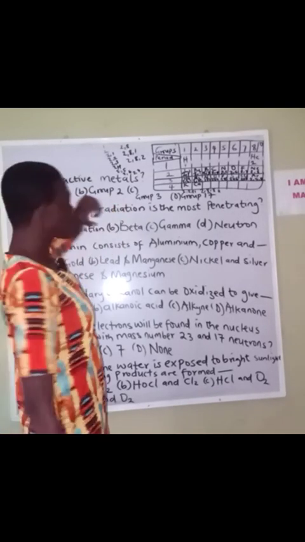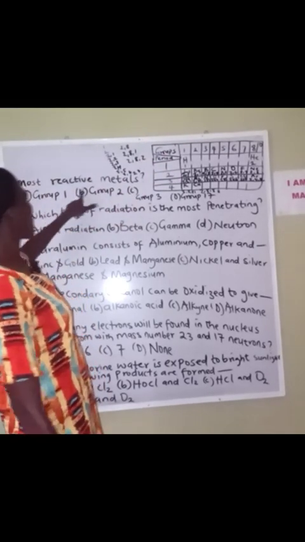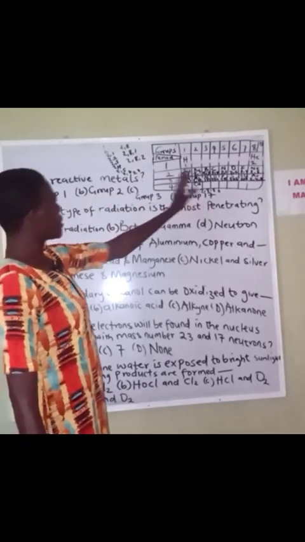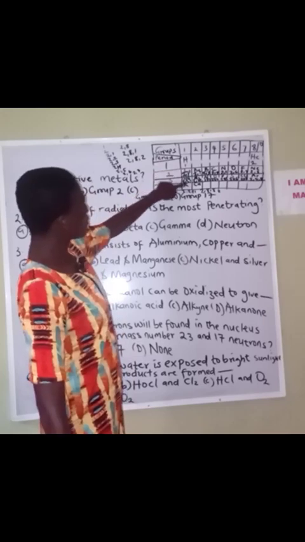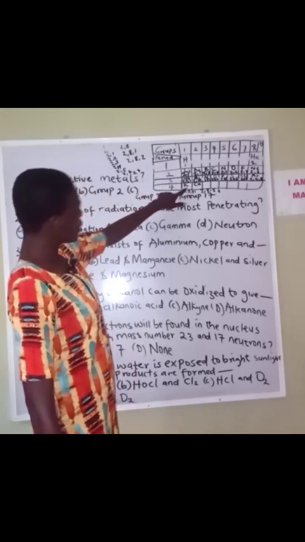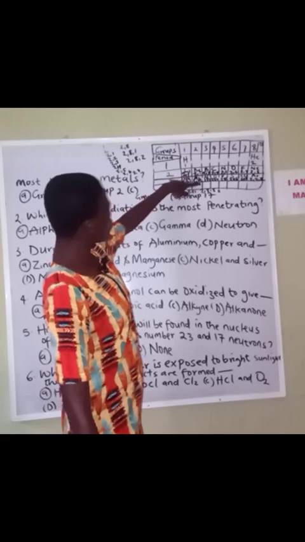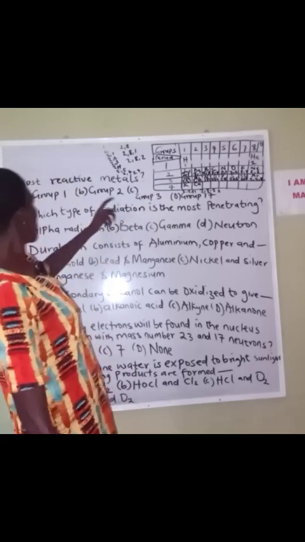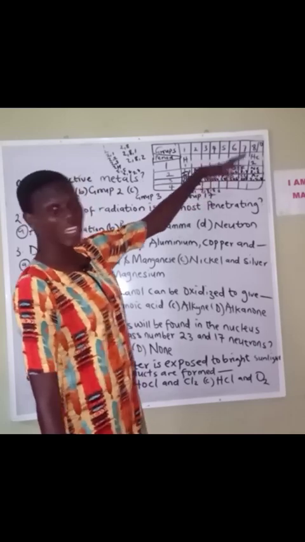Now we are asked which group of elements on the periodic table has the most reactive metals. So we have group 1, group 2, group 3, group 17. Now look up. Group 1 falls under hydrogen, lithium, sodium, and potassium. Now group 2, we have beryllium, magnesium, calcium. Now group 3, we have boron, aluminium. They have 2 3 in the outermost shell.